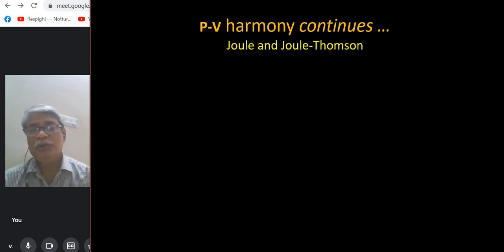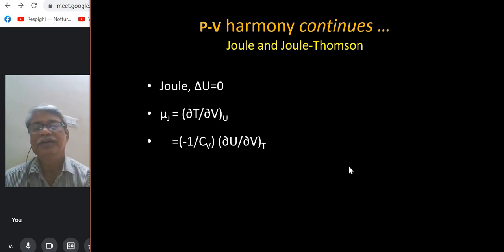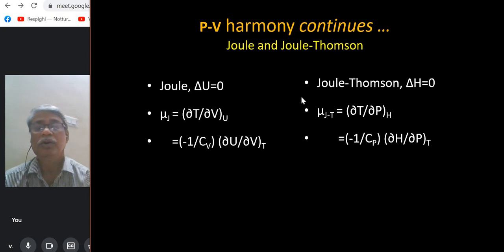Harmony continues: Joule and Joule-Thomson. So if Joule is there for the V club, then Joule-Thomson is there for the P club. For example, in Joule, it is delta U equals 0. So similarly, we expect that in Joule-Thomson, it should be what? Yes, you have rightly guessed, delta H should be 0. Not only that, the Joule coefficient and Joule-Thomson coefficient are also very similar and parallel with one-to-one correspondence, following the same pattern that we are talking about: del T del V at U. So you expect del T del P at H.